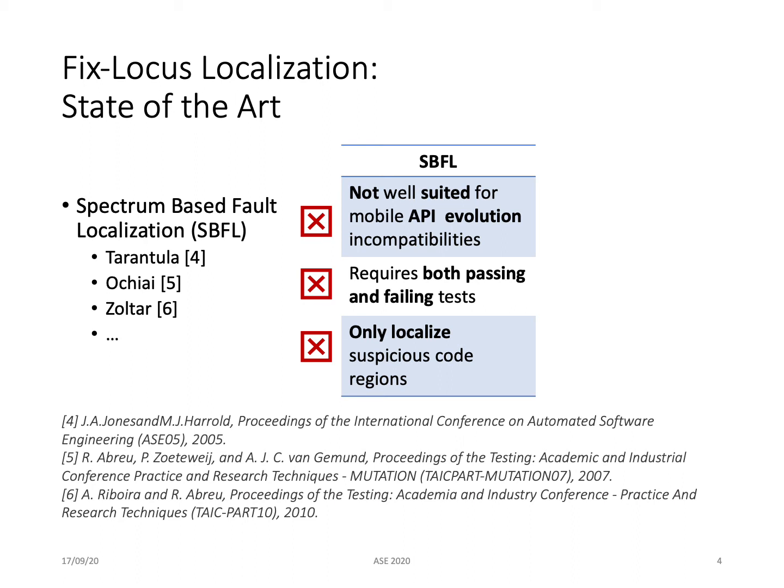Specifically, we focused on spectrum-based fault localization techniques, such as Tarantula, Ochiai, and Zoltar, and we found out that they're not very well suited for mobile API evolution incompatibilities. On top of that, they require a full test suite in order to be executed, so they require both passing and failing tests. And finally, they only localize suspicious code regions without giving any further information about the fix or the bug itself.